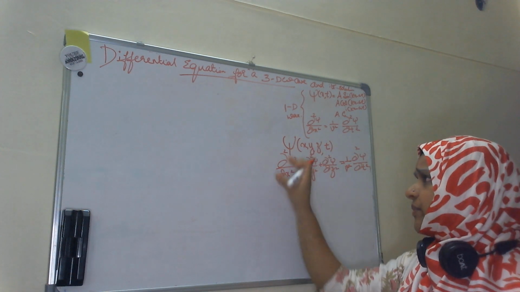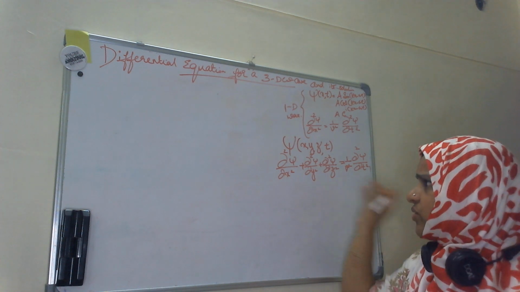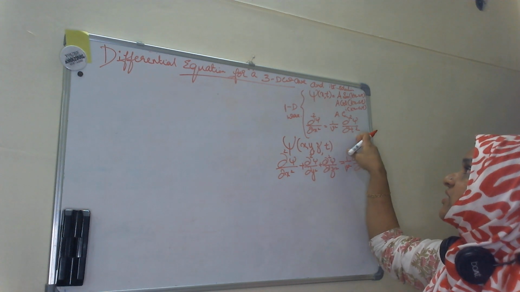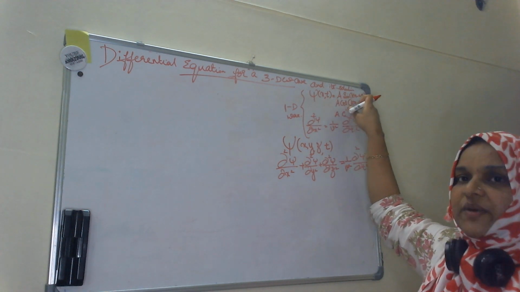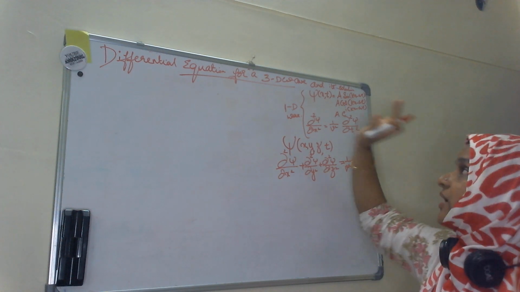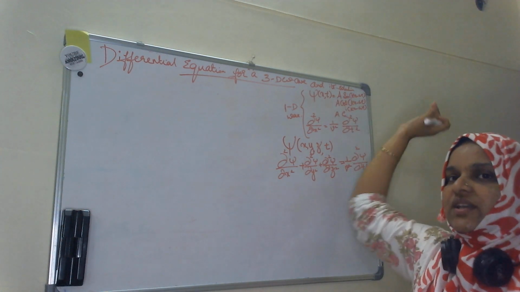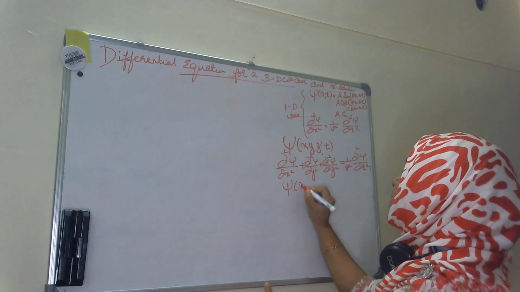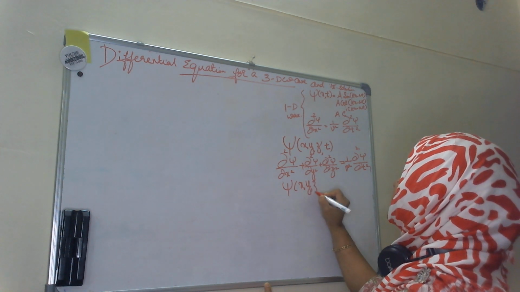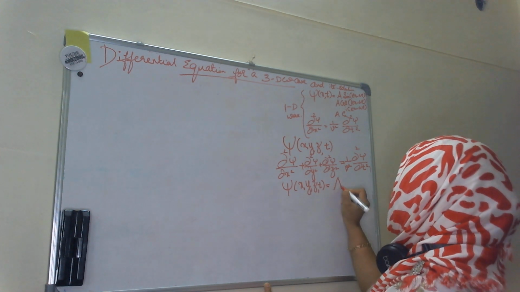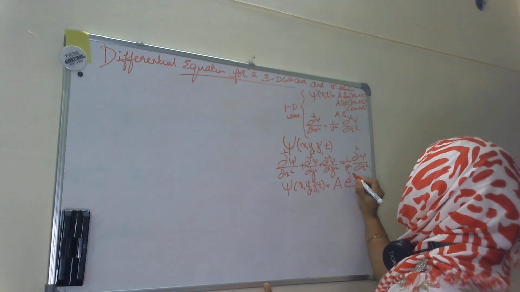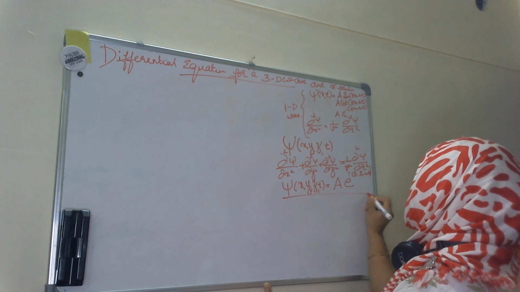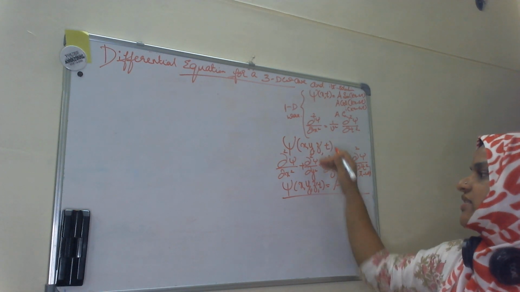So what are the possible solutions of this equation? Can you say a possible solution for this equation? The solution for the one-dimensional wave equation is psi equal to A sin(kx minus omega t), or A cos(kx minus omega t), or A e raised to i(kx minus omega t). Similarly, from this we can write the solution for the three-dimensional wave as psi of x, y, z, t equal to A, the amplitude of the wave, e raised to i(k dot r minus omega t). This represents a possible solution for this three-dimensional wave.